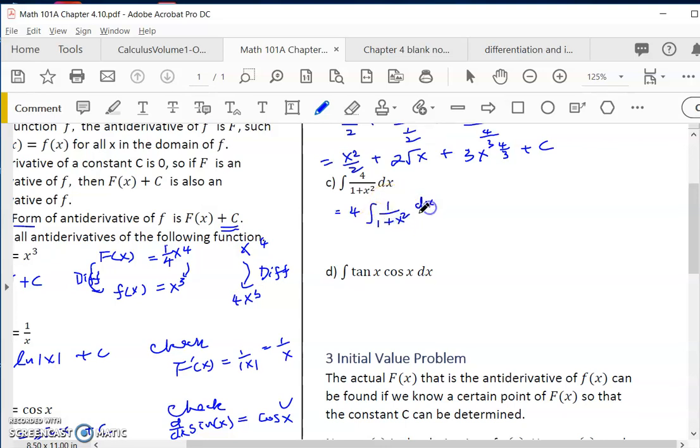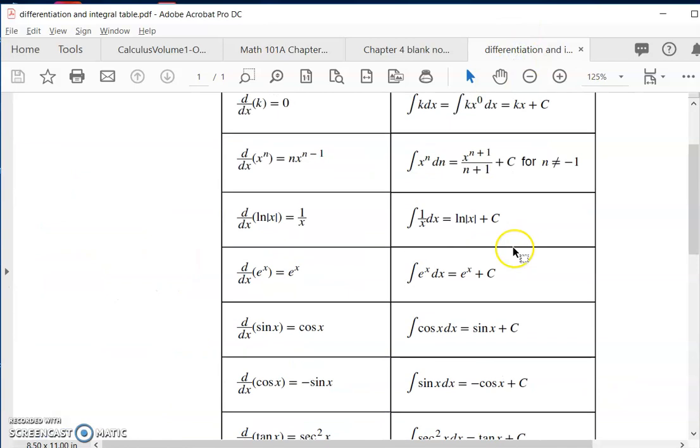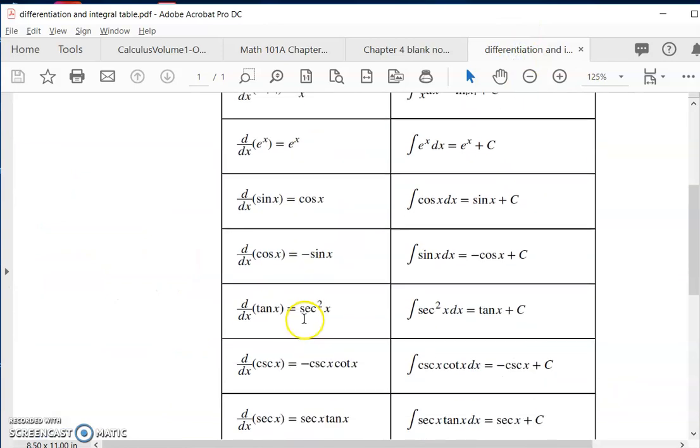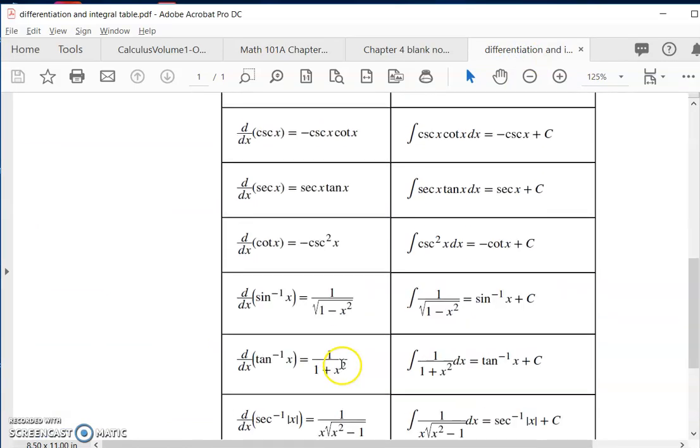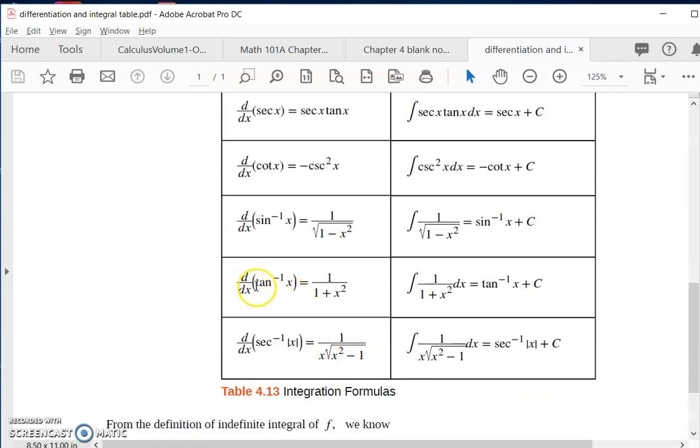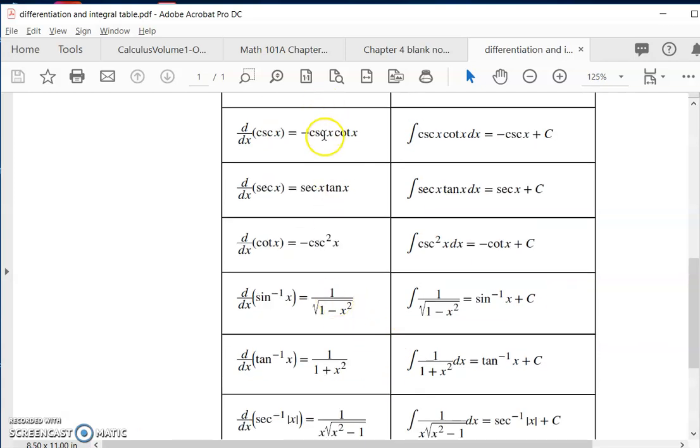Is it a power rule thing? No, it's a 1 plus something. Do you recognize the derivative of something that gives 1 over 1 plus x squared? Look at it. Oh, when you do arctangent, the derivative was 1 over 1 plus x squared. So the integral of 1 over 1 plus x squared would be arctangent x plus c. So basically that's how you do it.